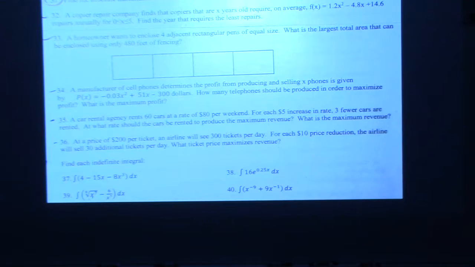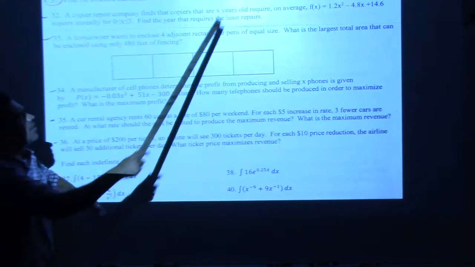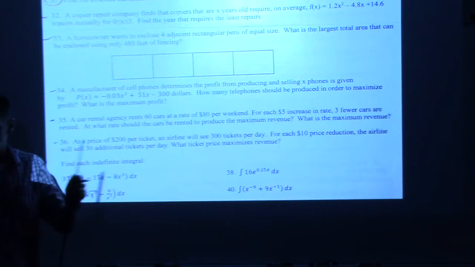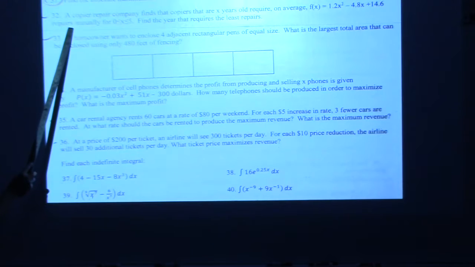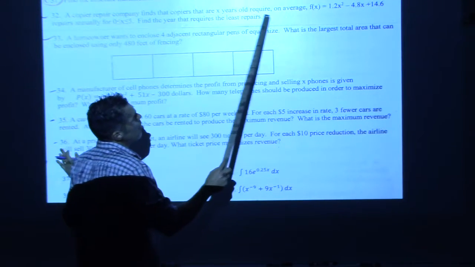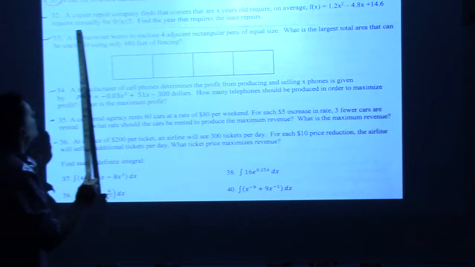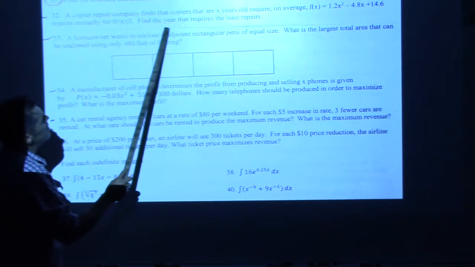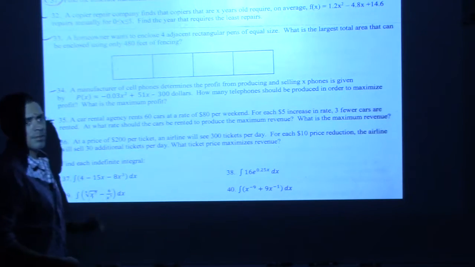I think 31 and 32 are the same problem, okay? Just one of them is a word problem, the other one's not. This says, find the maximum and minimum value of a function. Remember how we did that? You'll have to go back in your notes to see. This one is saying a copier repair company finds that copiers that are X years old require on average so many repairs annually. Find the year that requires the least repairs.